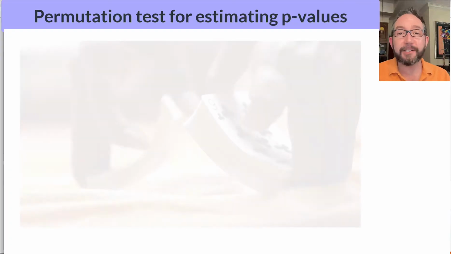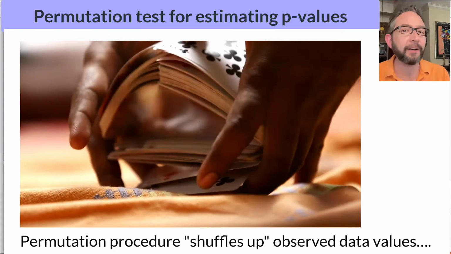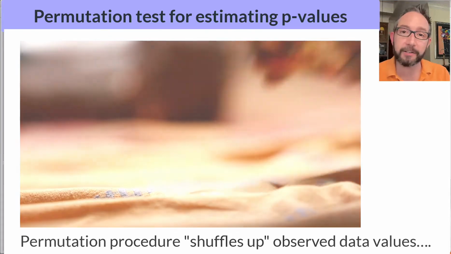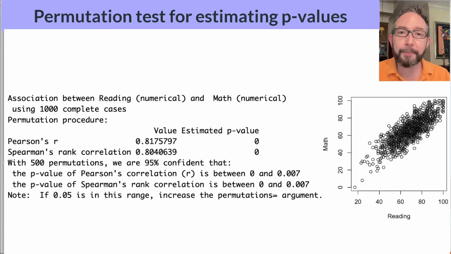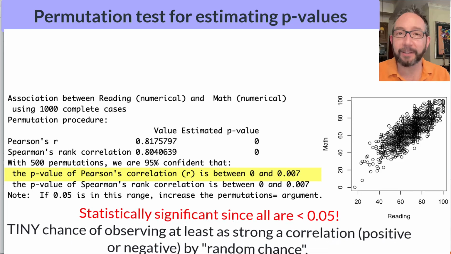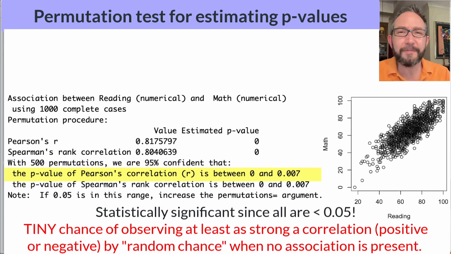Let's wrap up our discussion of Chapter 2 with a discussion of the permutation test, which we've been using all along to gauge whether or not our association is statistically significant. So remember our procedure. We go and look at the estimated p-values, and if those p-values are less than 0.05, we say that the association is statistically significant. In other words, there's a very small chance that we would have observed an association at least as strong as what we measured in the data by random chance.